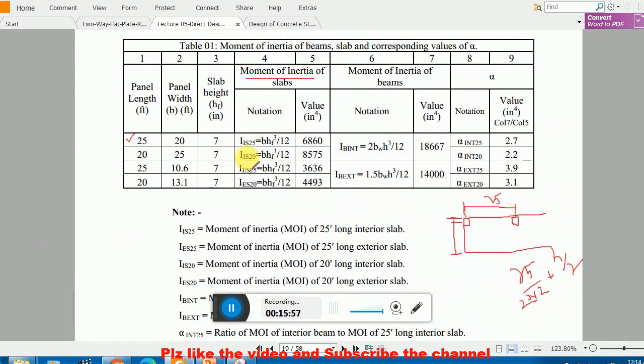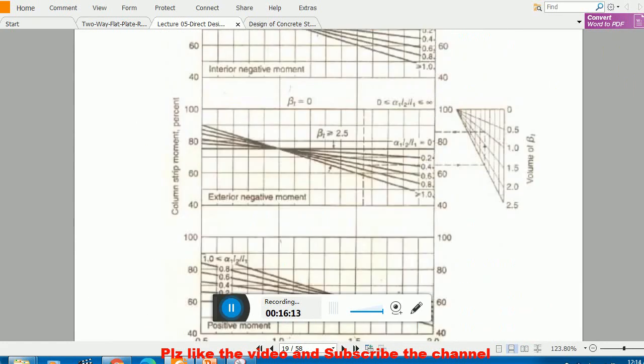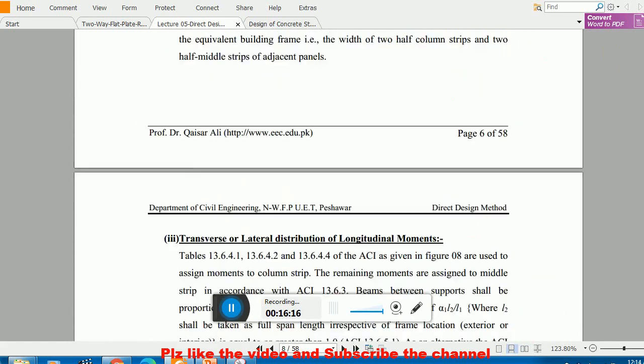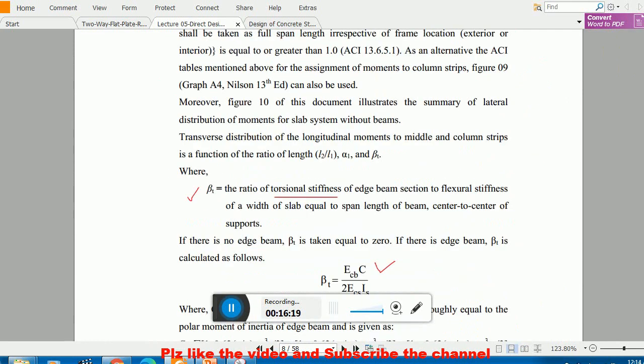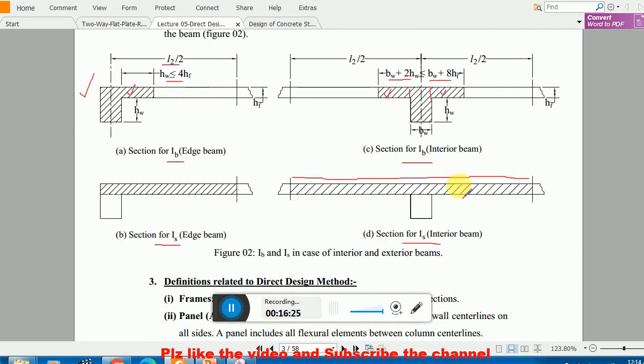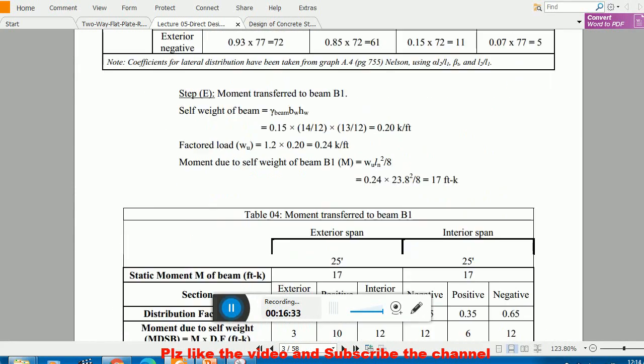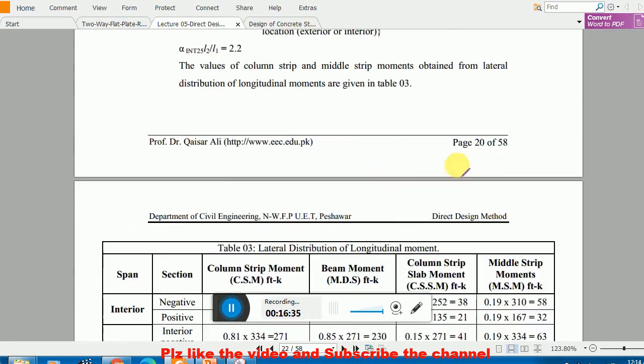Moment of inertia for interior slab, moment of inertia for exterior slab. Okay, so B H cubed divided by 12. Now B is basically, I already explained this when I started this lecture. You see this one, this is basically my B. Here for edge, or you can say for exterior, this is L2 divided by 2. So then I will use 10.6 something. So you don't need to be confused.